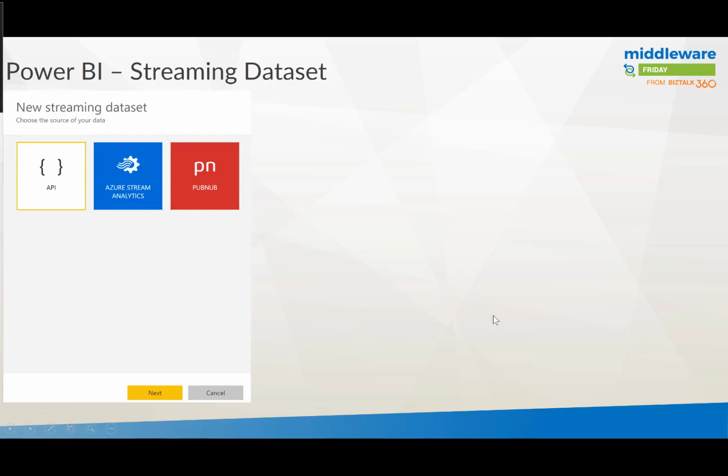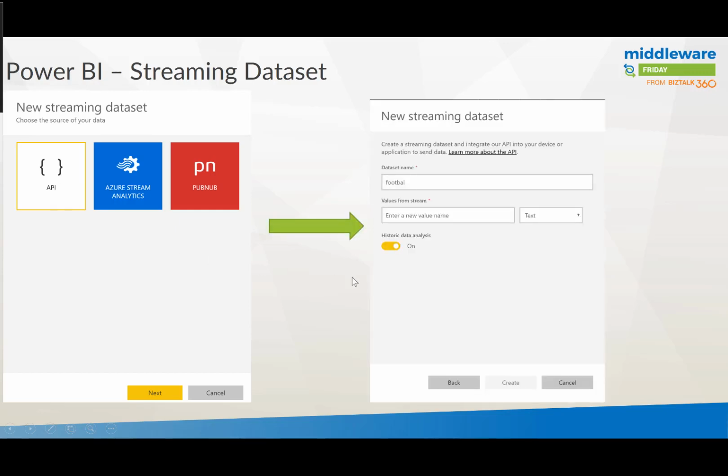Now you will see 3 different options. So we've got the API streaming data set, Azure Stream Analytics, and PubNub. So for our demonstration, we want to select API. Then we want to provide a data set name and a series of different fields that we're going to want to populate with the appropriate data type, and include whether or not we want historic data analysis, which I've turned on just because I want the data retained for a longer duration.